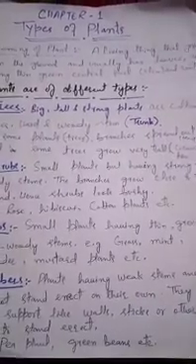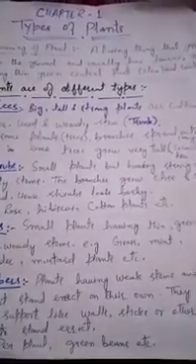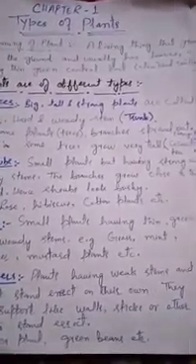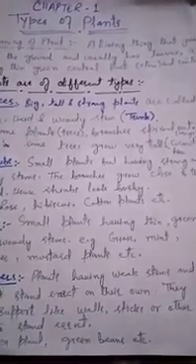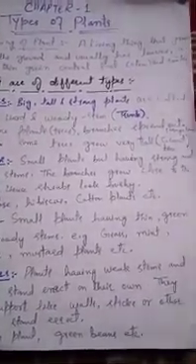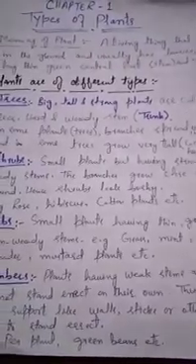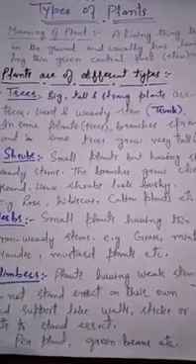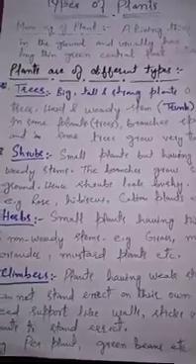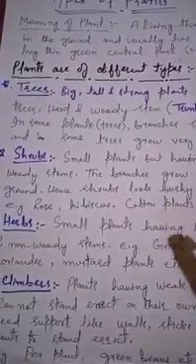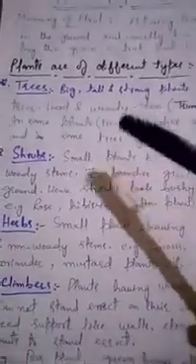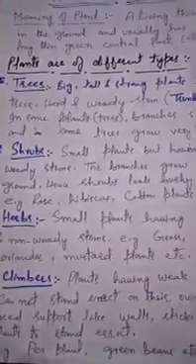That means a plant is a living thing that grows in the ground, and it consists of leaves, stem, and roots. These parts of a plant have different functions, which will be discussed later on. Now we are going to discuss the types of plants. Dear students, there are five main types of plants: trees, shrubs, herbs, climbers, and creepers.